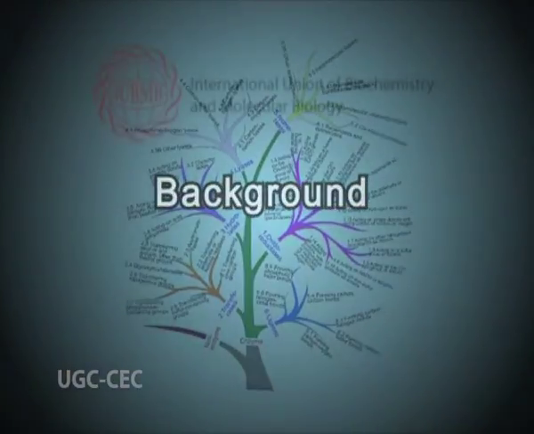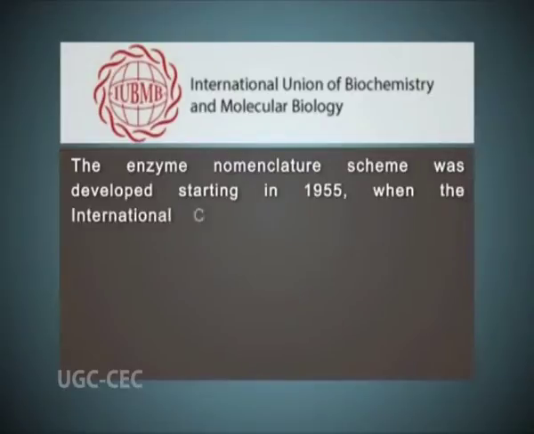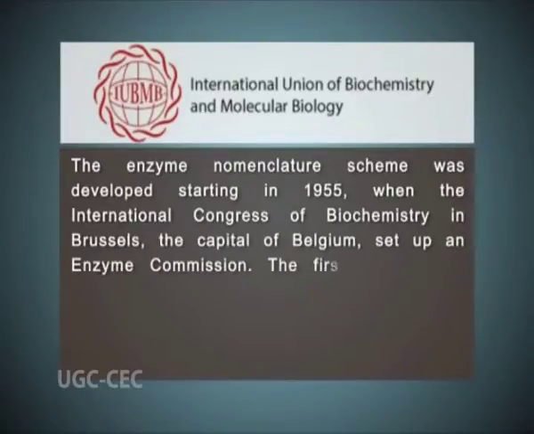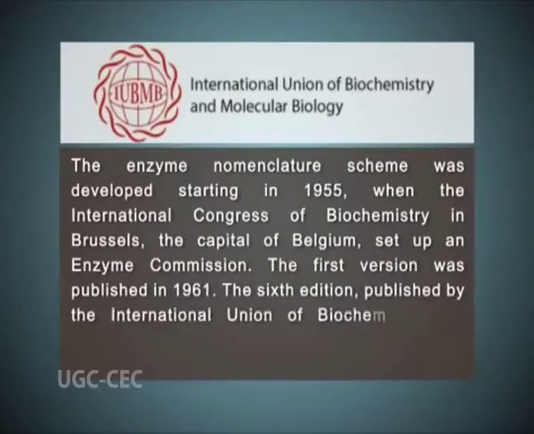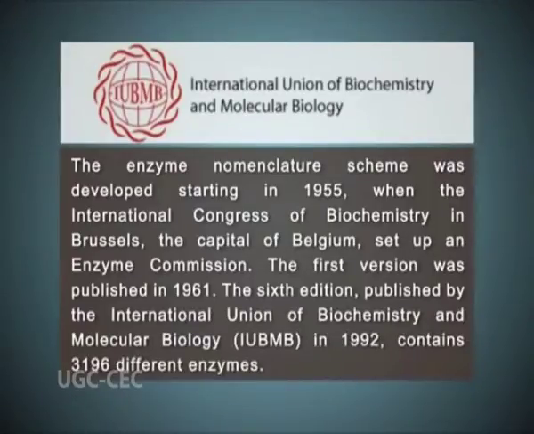Background: the enzyme nomenclature scheme was developed starting in 1955, when the International Congress of Biochemistry in Brussels, the capital of Belgium, set up an Enzyme Commission. The first version was published in the year 1961. The sixth edition, published by the International Union of Biochemistry and Molecular Biology (IUBMB) in 1992, contains 3,196 different enzymes.